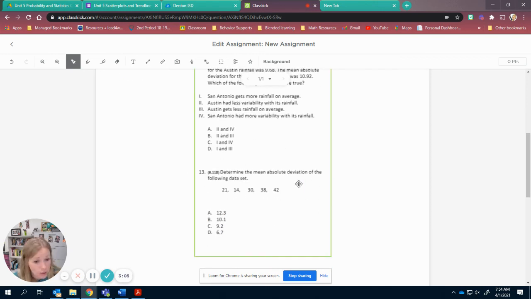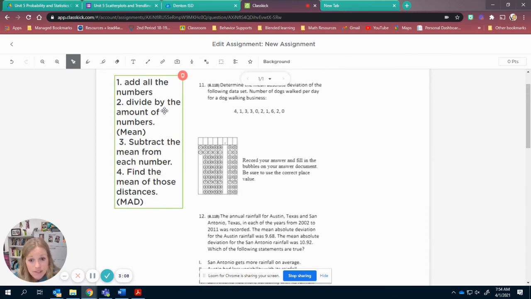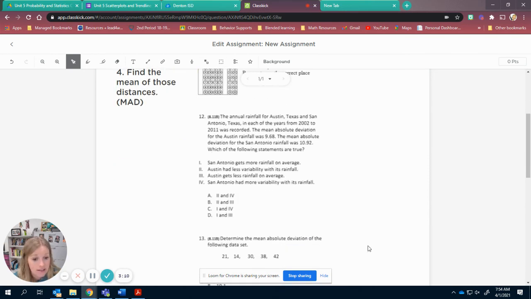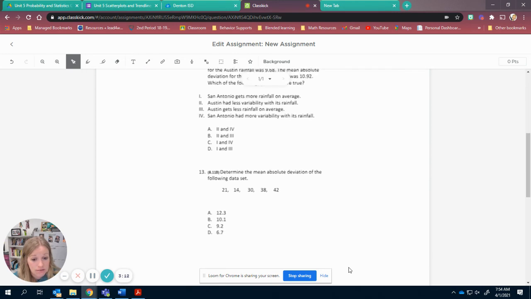Again, here, you are using these steps to find the mean absolute deviation. Using those steps to find the mean absolute deviation, the correct answer was actually C, 9.2.